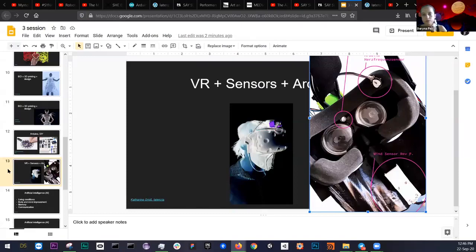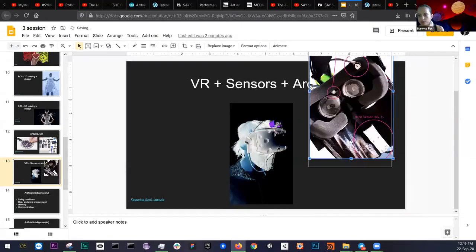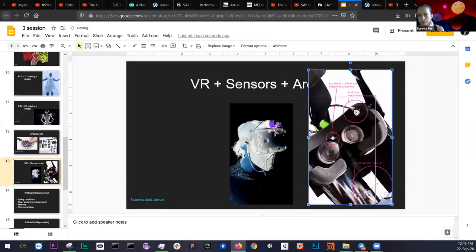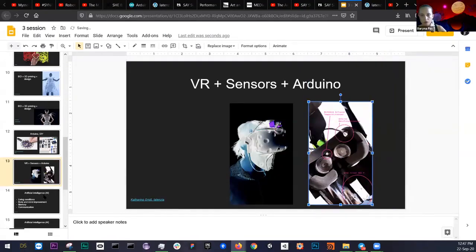So this was also an example of using different sensors in your work. And actually the artists themselves, Katarina Gross and her husband, don't work as programmers, but they still managed to learn how to work with Kinect, Arduino and Unity by themselves, and they made this work themselves.